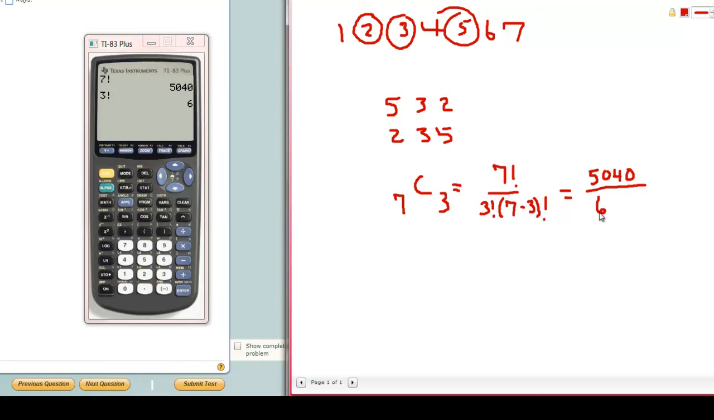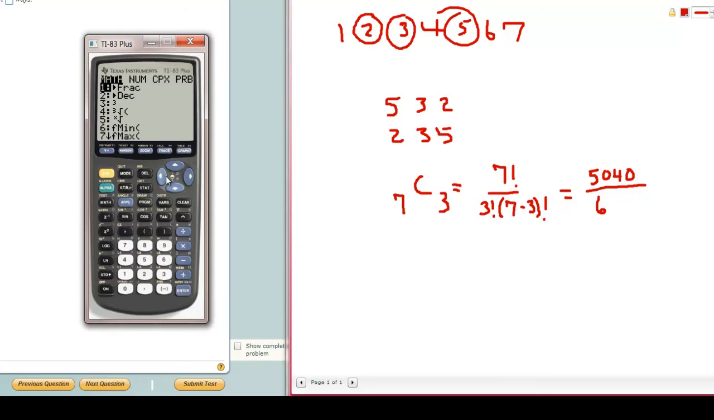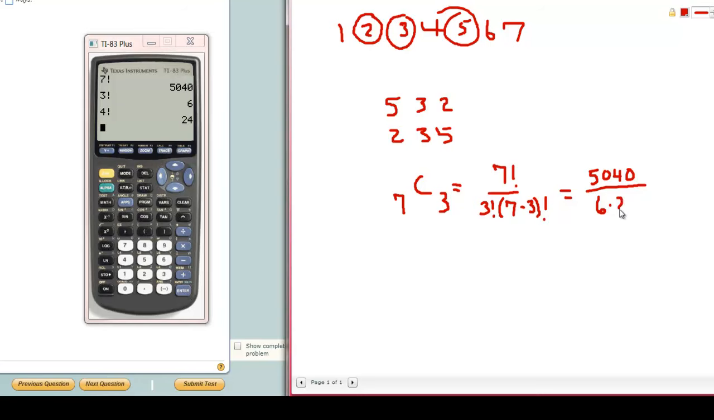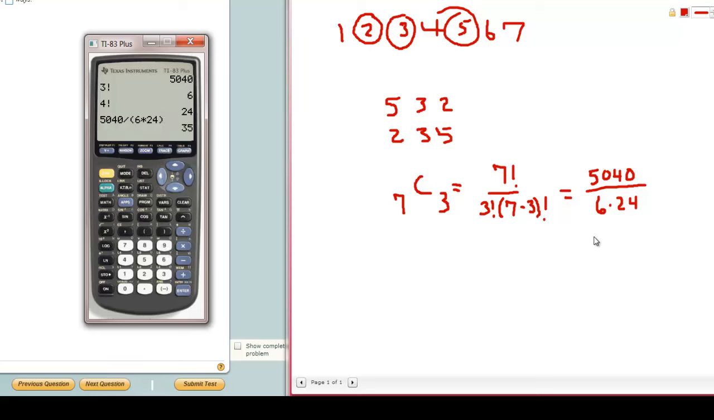And 7 minus 3, well, that's just going to be 4 factorial. And so 4 factorial is 24. And so I'm left with 5,040 divided by 6 times 24. So let's get a parenthesis in there. Divide by 6 times 24. All right, and let's hit enter and see what happens here. We end up with 35.